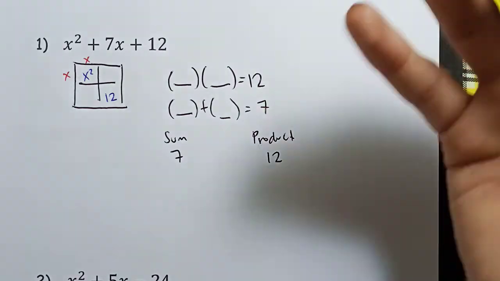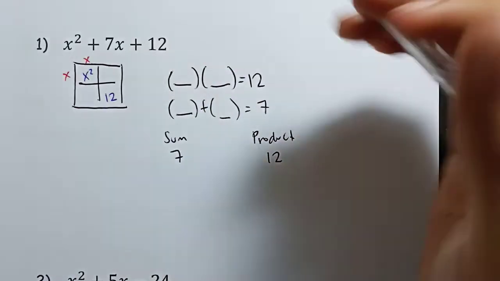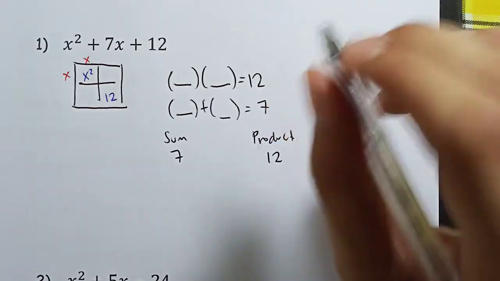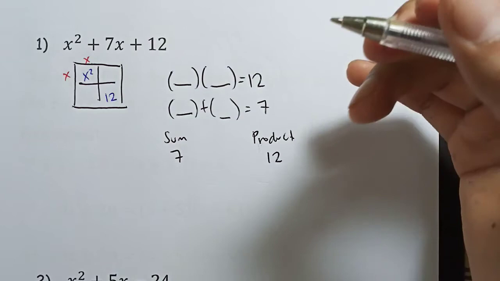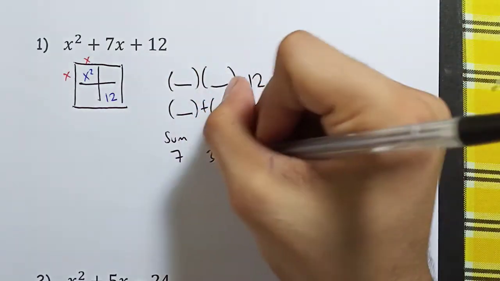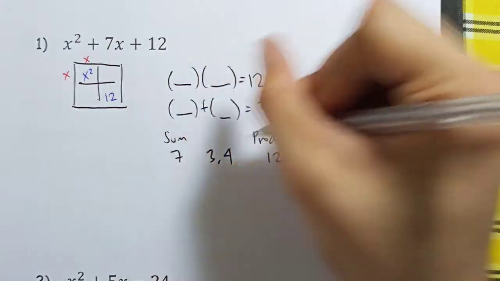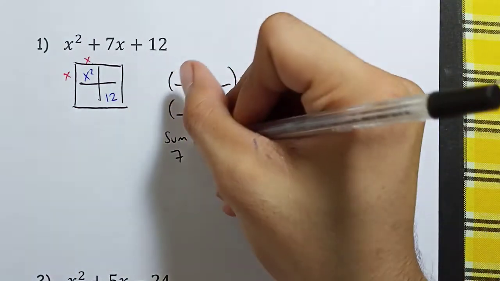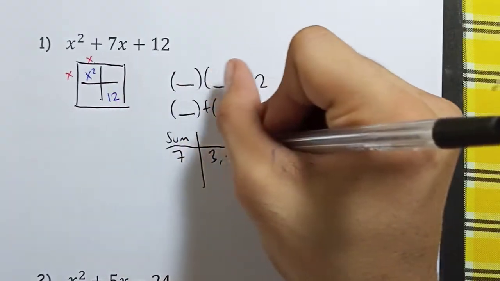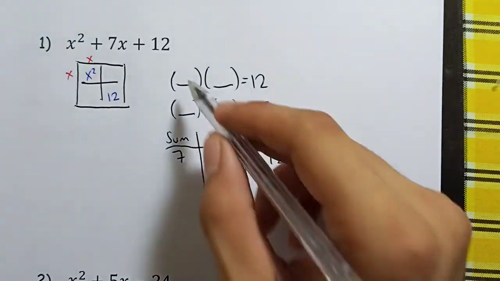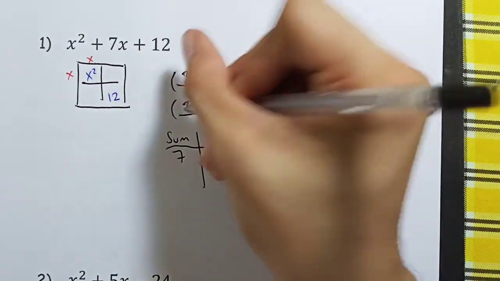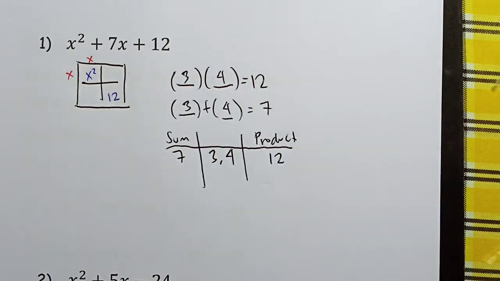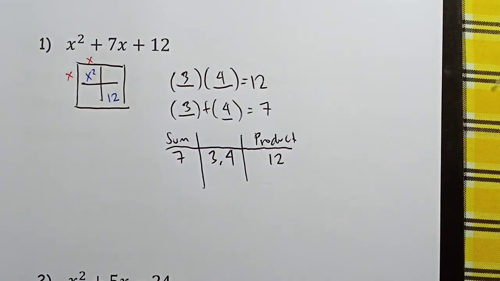So, 12 and 1, hindi. 3 and 4. 3 times 4 is 12, 3 plus 4 is 7. So, ayun, 3 and 4. Kasi, ito siya: 3 times 4 is 12, and 3 plus 4 is 7. So, nahanap na natin. Next step is place the factors.